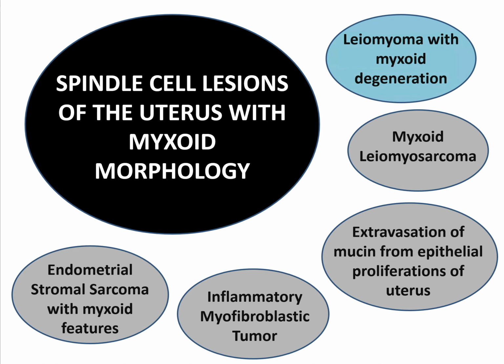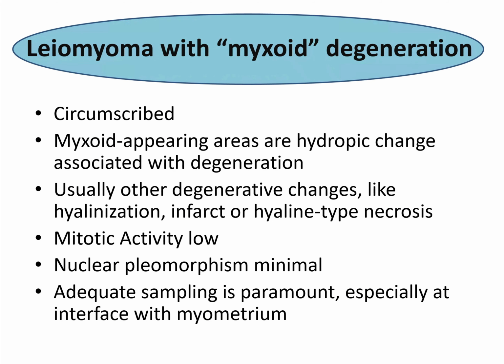So the second differential we'll talk about is a leiomyoma with myxoid degeneration. Leiomyomas with myxoid degeneration should be circumscribed, and the myxoid-appearing areas are actually hydropic change associated with degeneration. Pound for pound, you'll definitely see this more commonly, especially in my experience in younger and perimenopausal patients who have large leiomyomas. Usually there are other degenerative changes present, like hyalinization or infarct or hyaline-type necrosis.